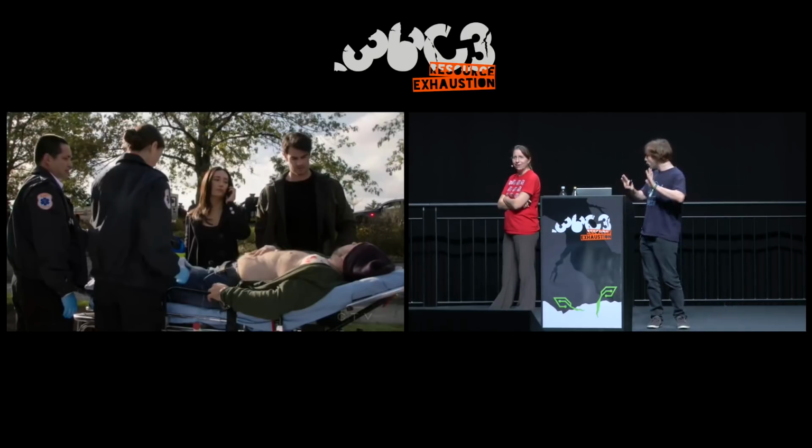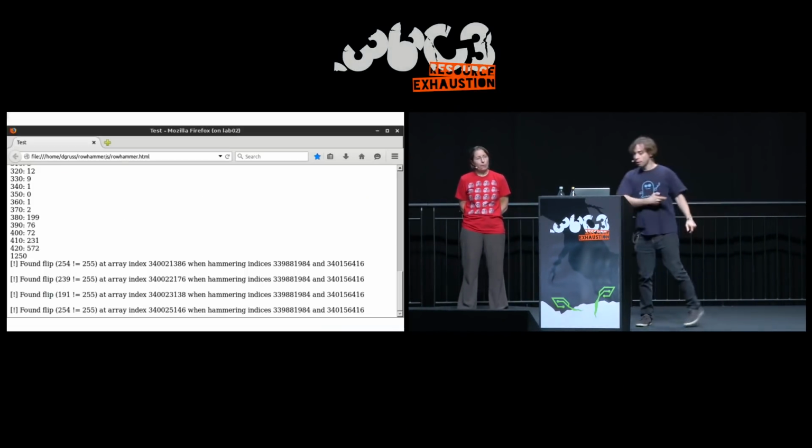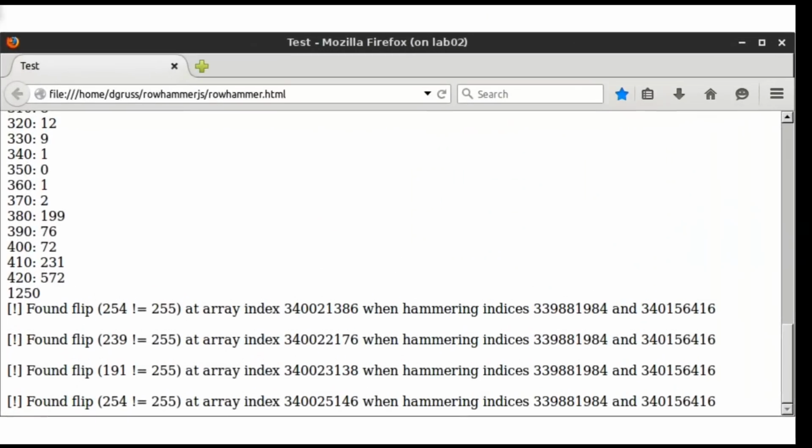So hopefully we won't get shot, but actually my group has been working on Rowhammer and presented this in 2015 here at CCC, in Hamburg back then. And it was Rowhammer.js, and we called it root privileges for web apps because we showed that you can do this from JavaScript in a browser. Looks pretty much like this. We hammer the memory a bit, and then we see bit flips in the memory.